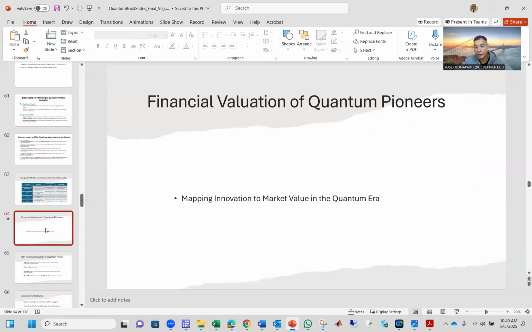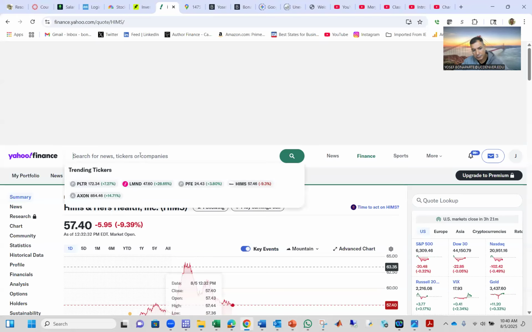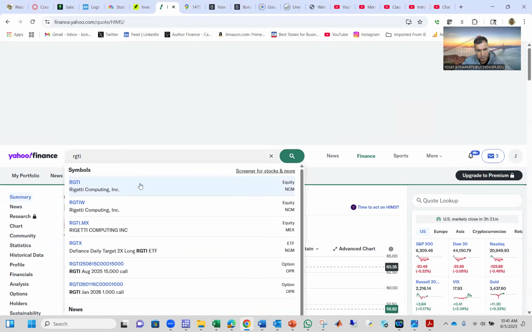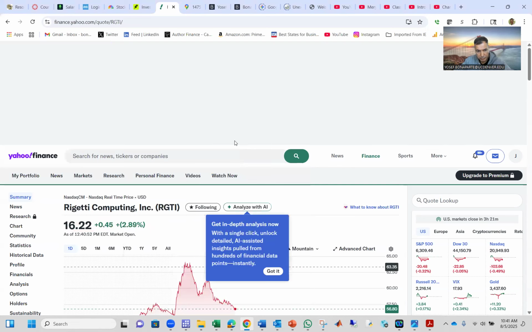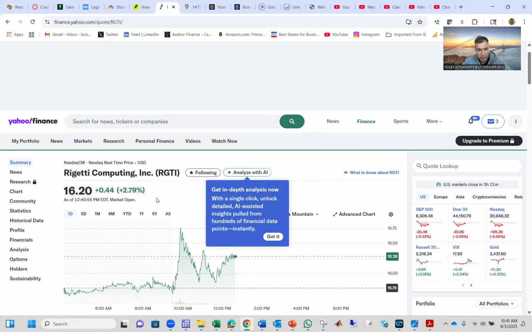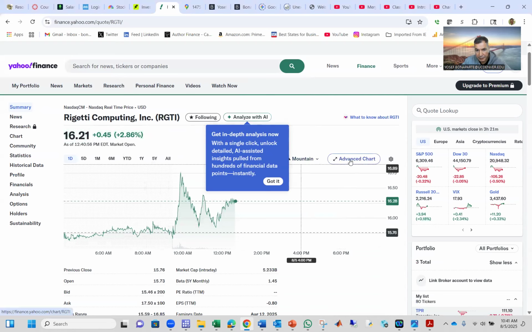Now I'm going to move to valuation, how to evaluate a quantum company. Most of the quantum companies are losing money, basically. You get, for example, Rigetti. This is a great company. I invested a lot of money. I made a lot of money with this company.